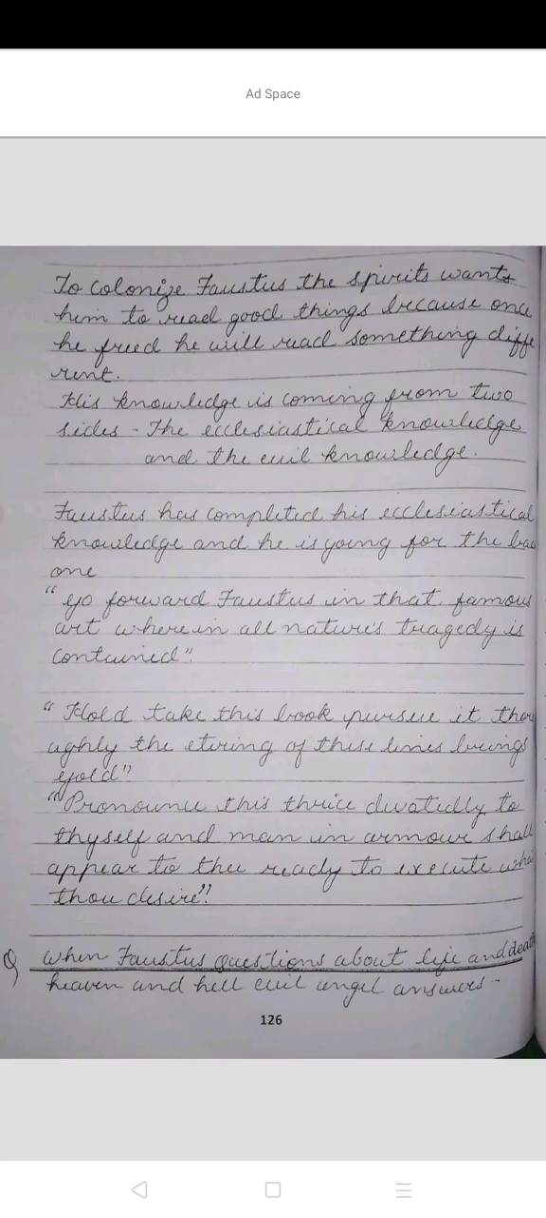His knowledge is coming from two sides, the ecclesiastical knowledge and the evil knowledge. Faustus has completed his ecclesiastical knowledge and he is hungry for the bad one. "Go forward, Faustus, in that famous art wherein all nature's treasure is contained. Hold, take this book, peruse it well. Though ugly the entering of these lines, being gold, pronounce this thrice devoutly to thyself, and men in armor shall appear to thee, ready to execute what thou desirest."